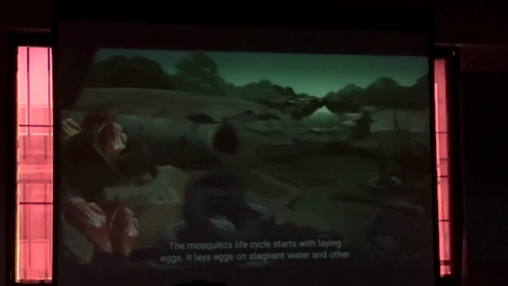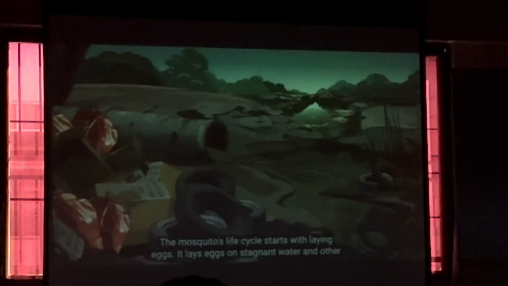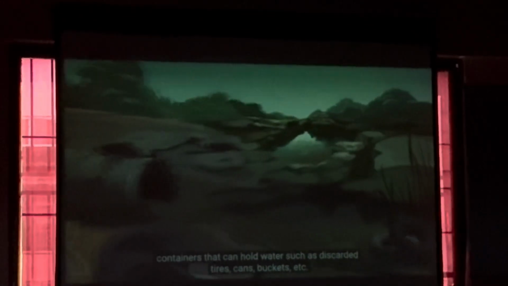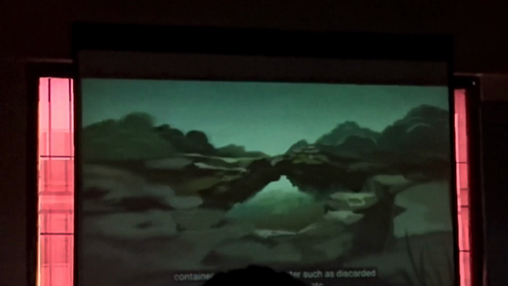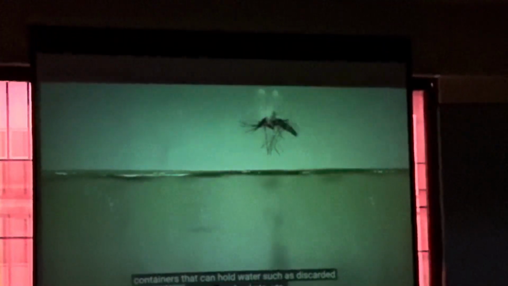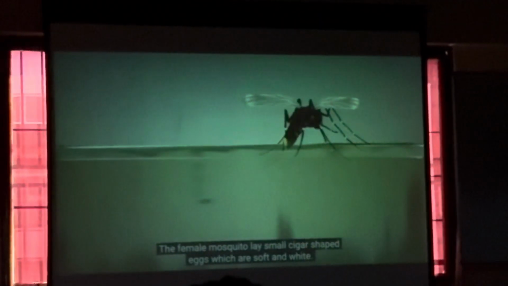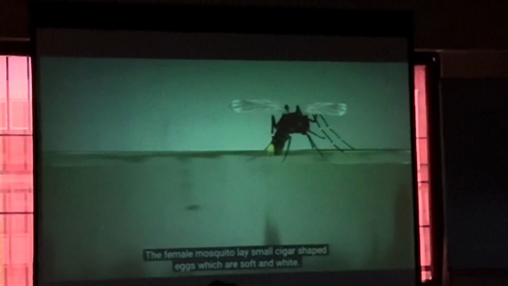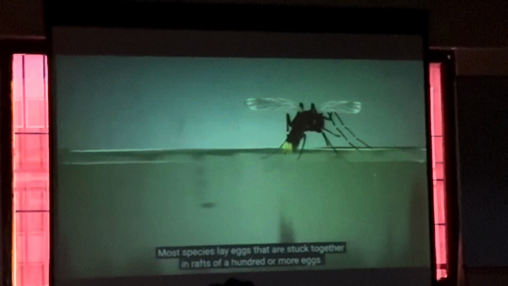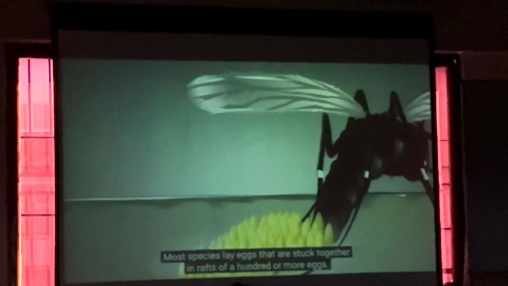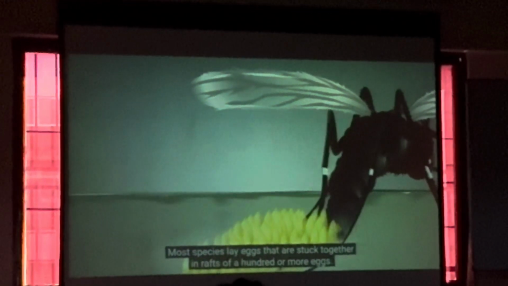The mosquito's life cycle starts with laying eggs. It lays eggs on stagnant water and other containers that can hold water, such as discarded tires, cans, buckets, etc. The female mosquito lays small cigar-shaped eggs which are soft and white. Most species lay eggs that are stuck together in rafts of 100 or more eggs.